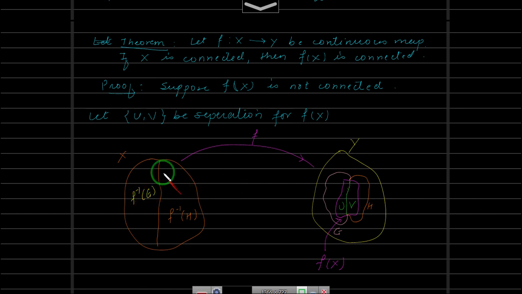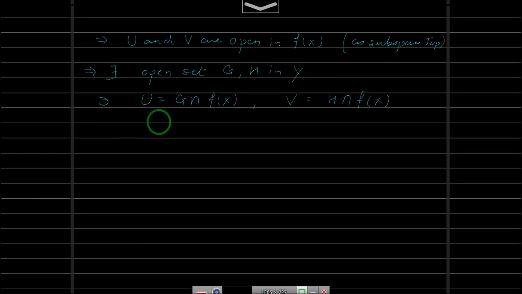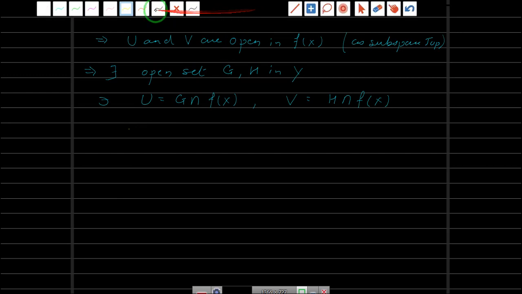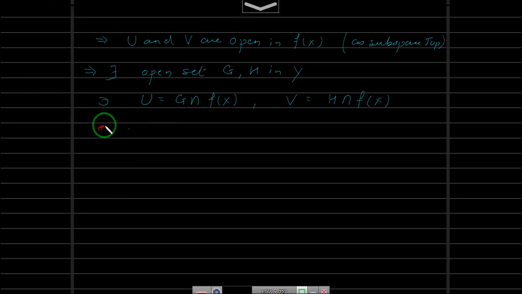Okay, now remember, we have assumed that fX is not connected. That means we need to get some contradiction. And if you see in this diagram, we have got two open sets in X, f inverse of G and f inverse of H. If we somehow manage to show that this forms the separation for X, that will be a contradiction to our hypothesis, that is, X is connected. So now our aim is to show that this is the separation for X. Okay, so let us write the claim now. Claim.